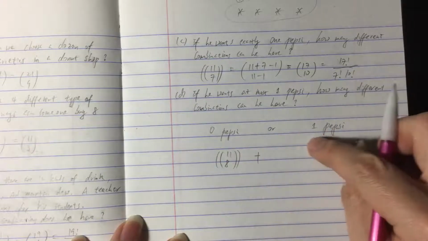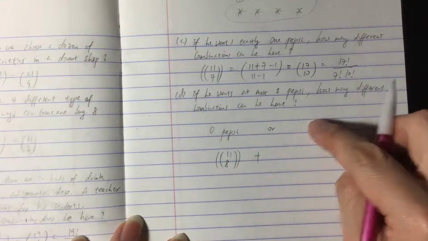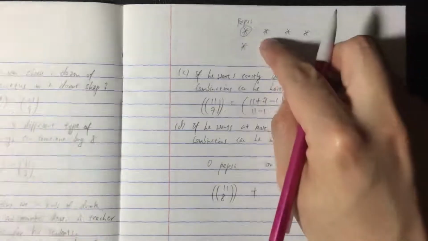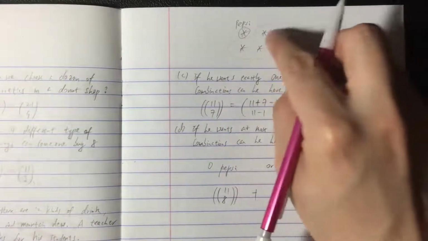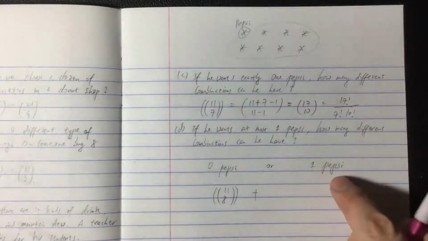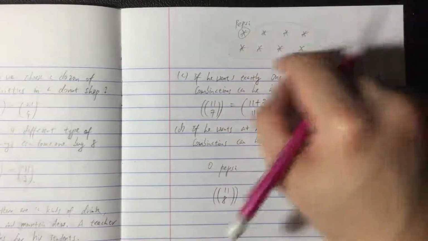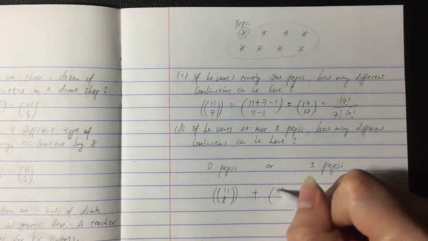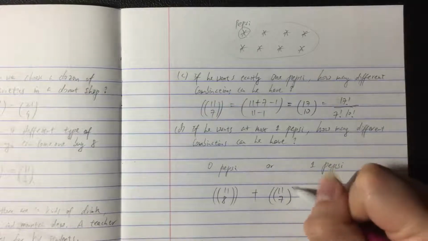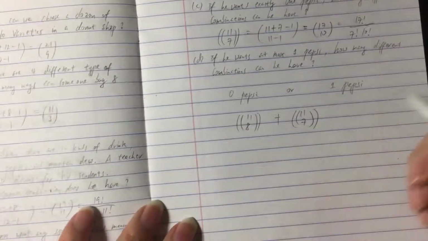Or if we choose one Pepsi, pick the Pepsi first, then he chooses 7 more drinks out of 11 categories. That's 11 multi choose 7. Then use the formula.